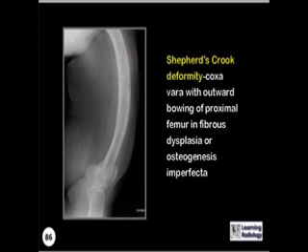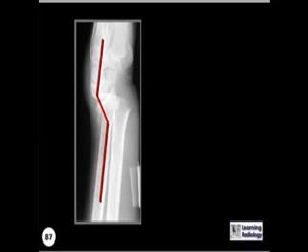This is the shepherd's crook deformity, a coxa vara deformity with outward bowing of the proximal femur in fibrous dysplasia or osteogenesis imperfecta. What is the name of this appearance?